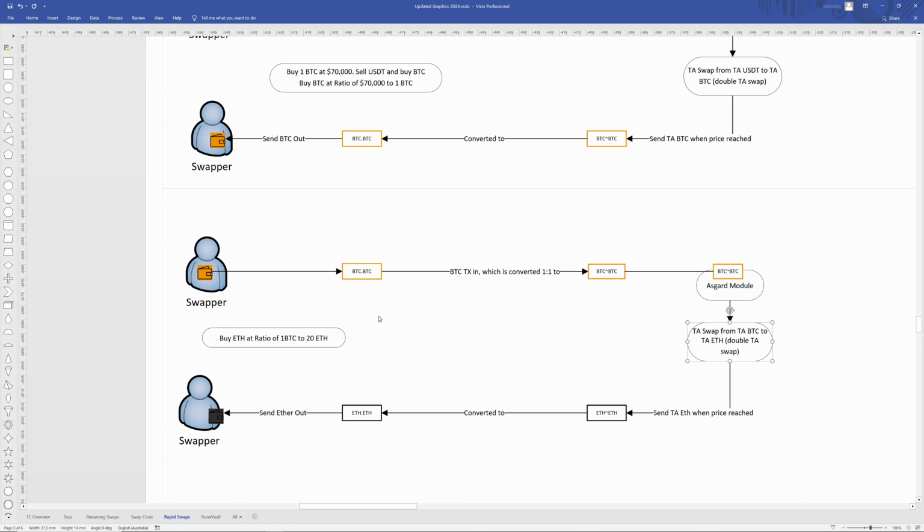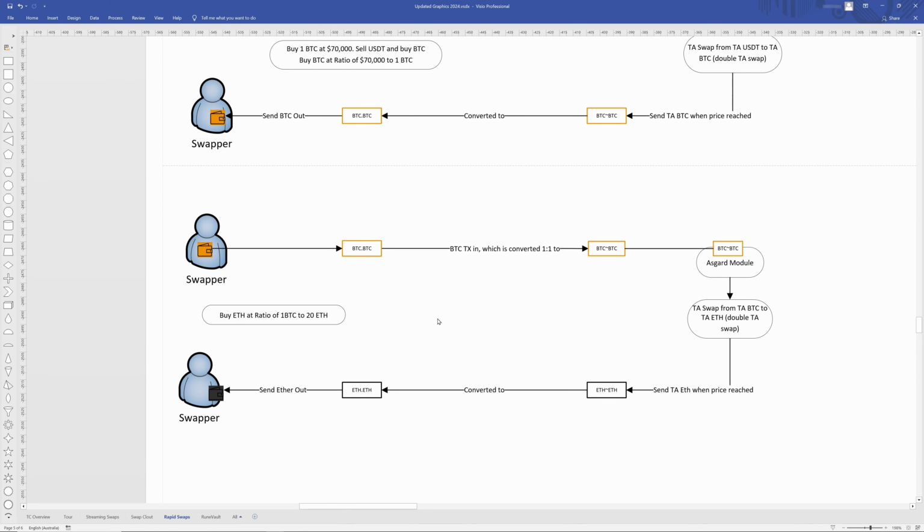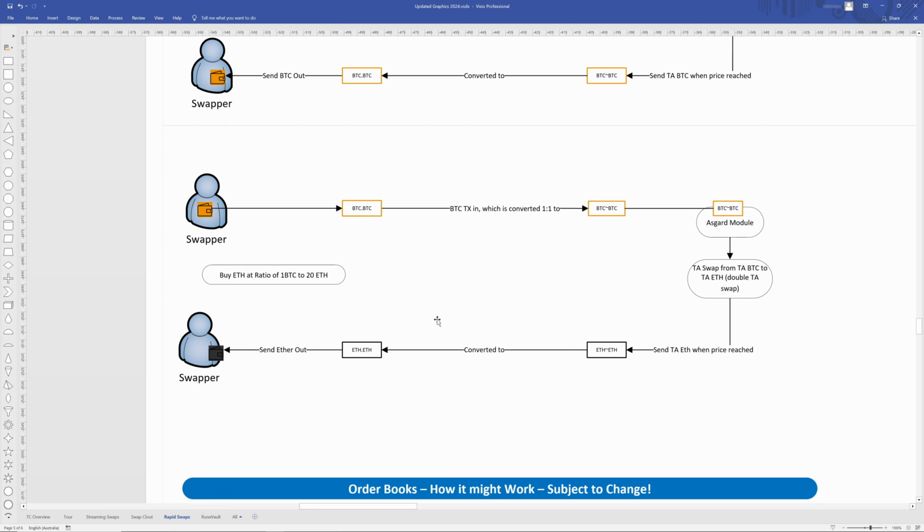For swapping Bitcoin to Ethereum, it's pretty much the same thing. You send your Bitcoin in, just say you want to swap your Bitcoin to 20 Ethereum. You send it in, it gets converted, stays there, and this will wait until that ratio of 1 Bitcoin to 20 Ethereum has been reached, or you can get more than 20 Ethereum for 1 Bitcoin, and then it will create the trade asset here, doing a double swap across the pools, convert that to your native L1 Ethereum, and send it out. So that's kind of like the mechanics. Let's just go through more detail on how to set this ratio.